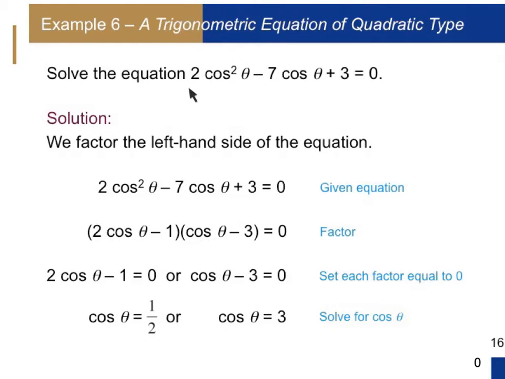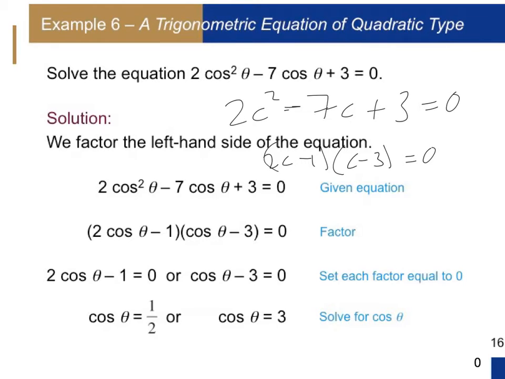Okay, here's another example. 2 cosine squared of theta minus 7 cosine of theta plus 3. Now, this is a quadratic type. And what we can do here is we can kind of write cosine as a c. Think of it like a variable. It's not a variable, obviously it's a function, but we can write it like a c, or we can use s for sine or t for tangent too. But we can write it this way, and you can factor that as 2c minus 1 times c minus 3.